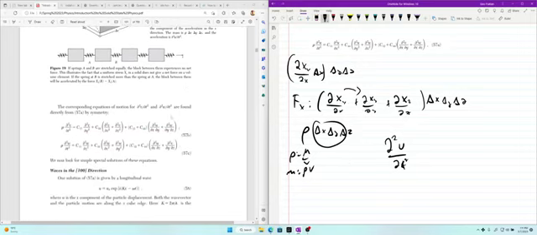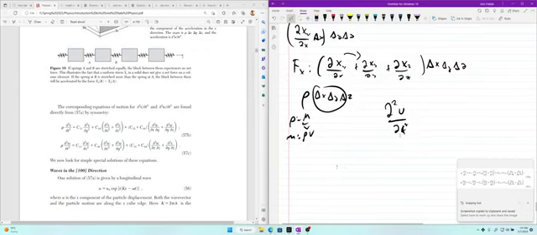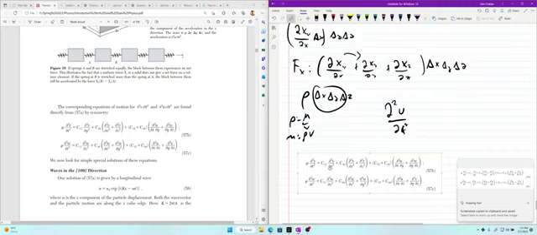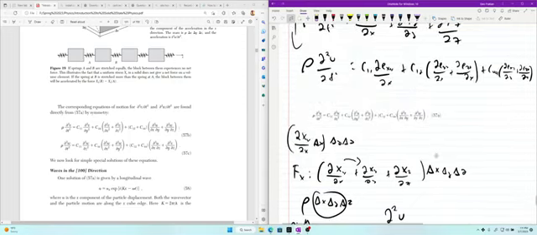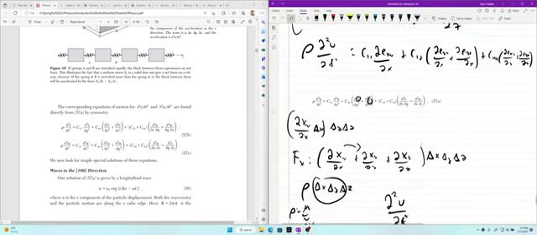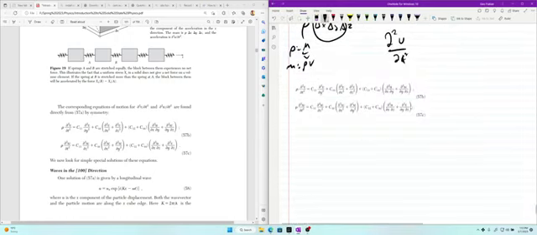The corresponding equations of motion for the y and z directions are found, again, by symmetry. Instead of having to redo all the math, we can just change the subscripts, and we get the exact same thing, except we change the u with the v. So if we look at a, b, c, for the y direction we changed these with v's, and then we changed v to u, w stays a w. And then the same thing for the w direction or z direction.